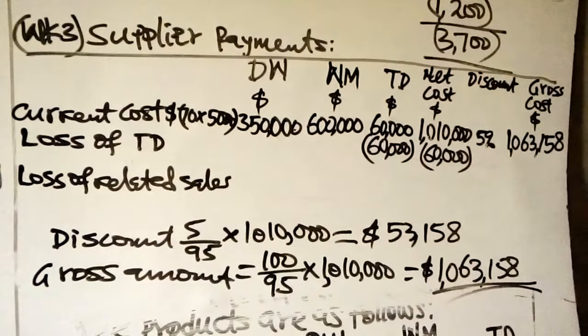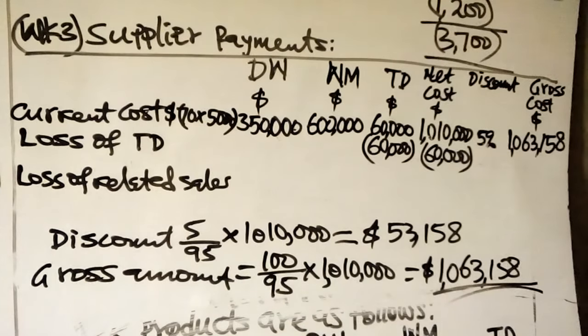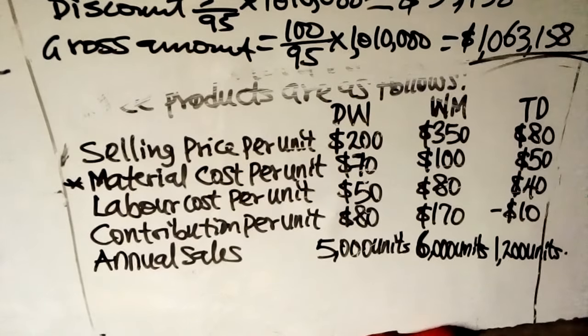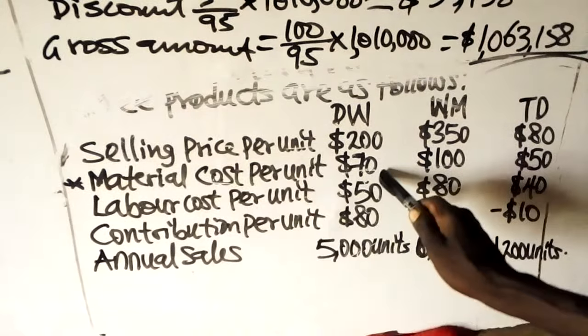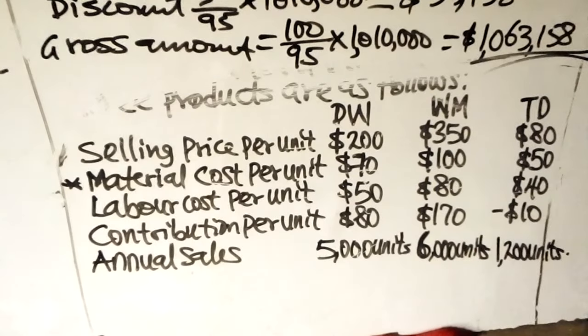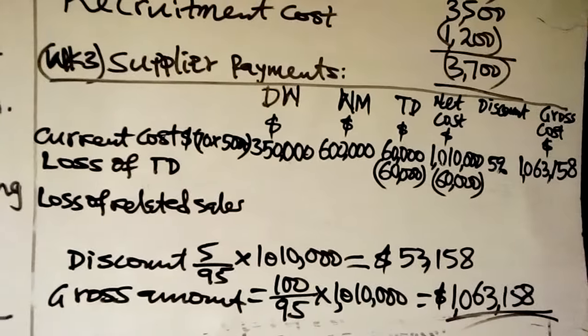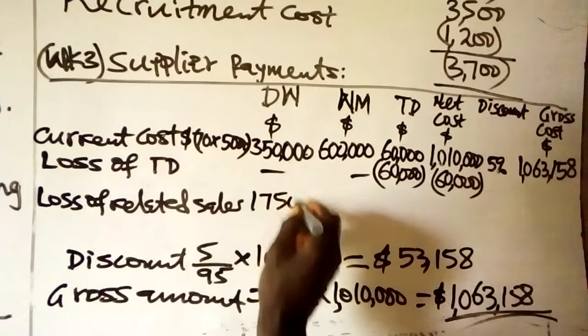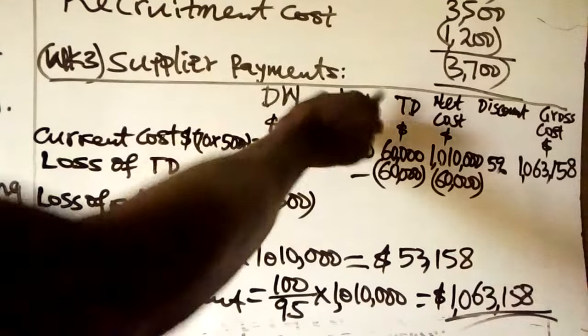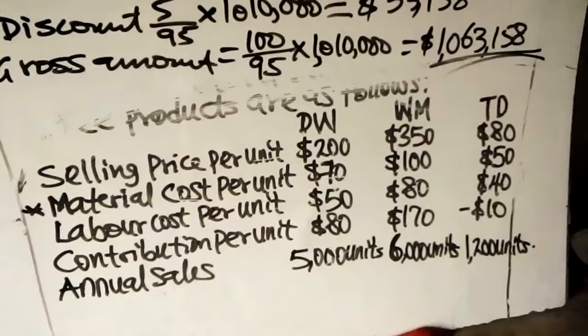This question is obtained from the ACCA Practice and Revision Kit by Kaplan. So, DW now. The sales of DW that will be lost: 5% of this giving us 250. 250 times the material that will be lost, which is 70, will give us 17,500. So the loss of related sales is 17,500.